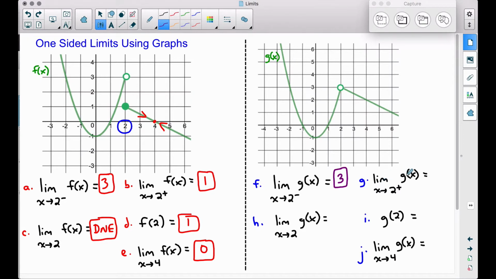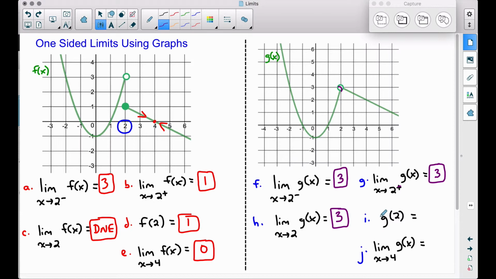Question G, the limit of g of x as x approaches 2 from the right, so we're coming in from this side. Well, notice this is also getting close to a y value of 3. Therefore, since the left-handed limit is equal to the right-handed limit, then we can say the limit of g of x as x approaches 2 does exist, and it's going to be equal to 3.